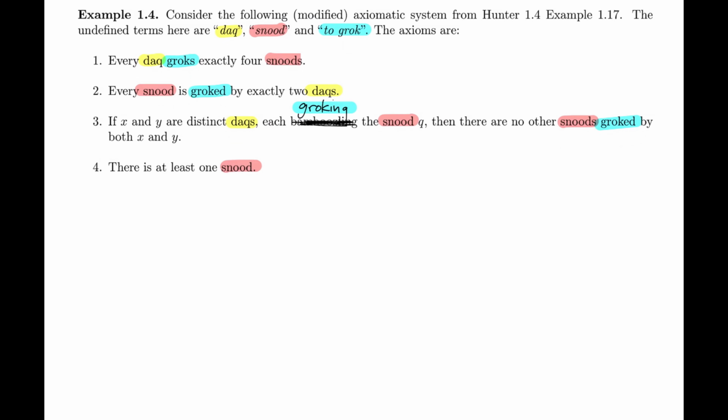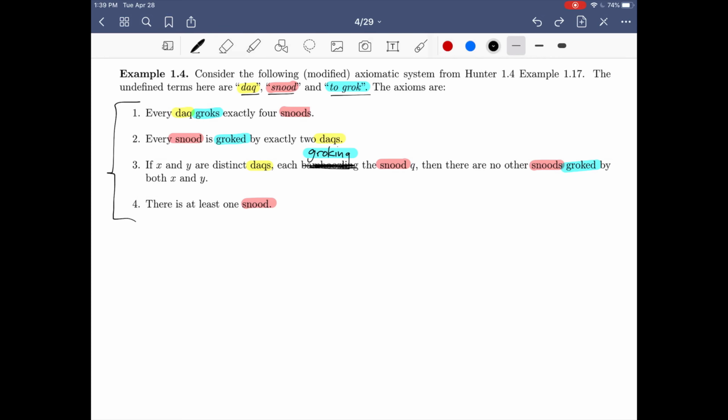And the thing that I really want you to take away from this is that you should not have any experience with the words dak, snood, and grok. They should be completely nonsense words. But part of what this is getting at is that even though these are undefined terms, our axioms give them meaning. And the context of these axioms tell us the rules by which we can mess around with dak, snood, and grok.